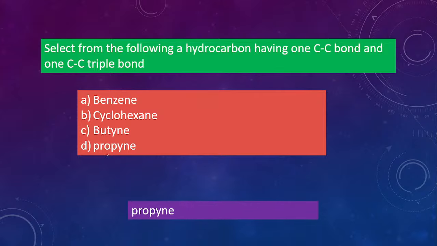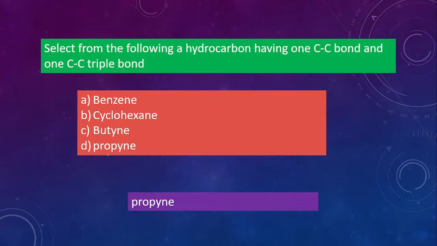Okay, so only one triple bond is there, but the rest of the carbons have single bonds. Propyne will be the answer because propyne is three carbons, with a triple bond between two of them and a single bond to the other. How do you write propyne? Carbon, right? This is how you write. Three carbons, so one with a triple bond and one with a single bond. So propyne will be the correct answer.